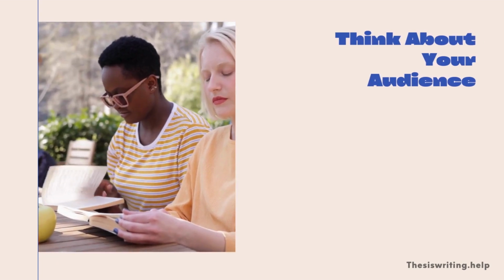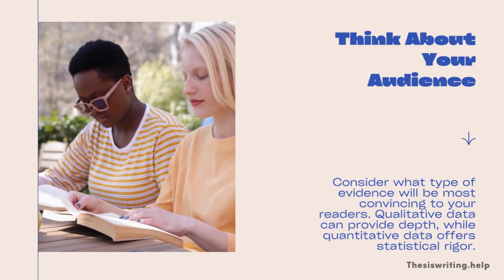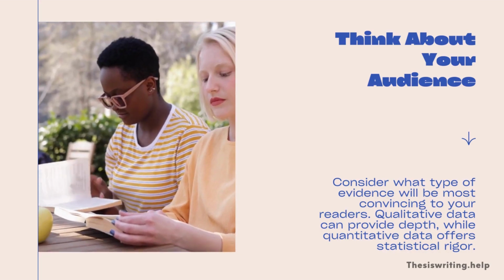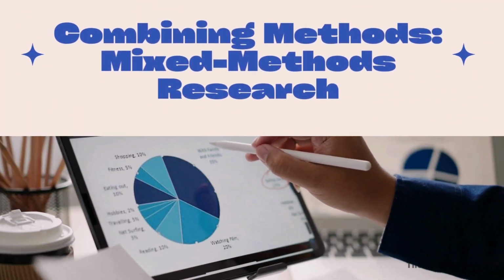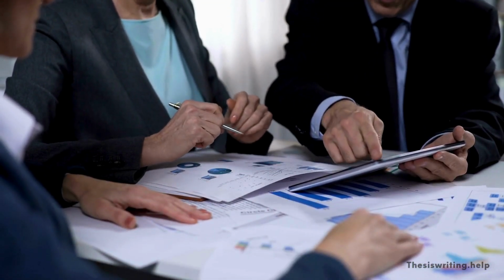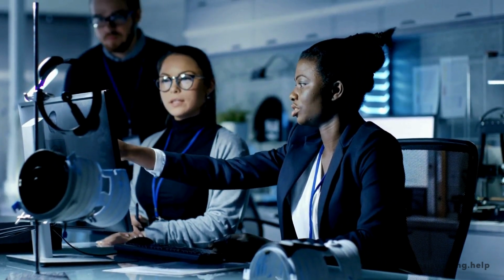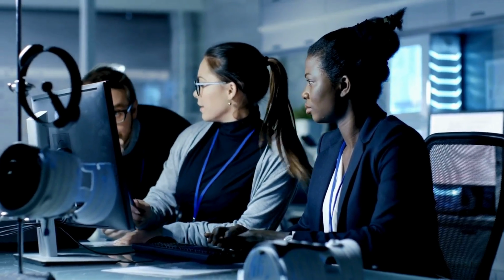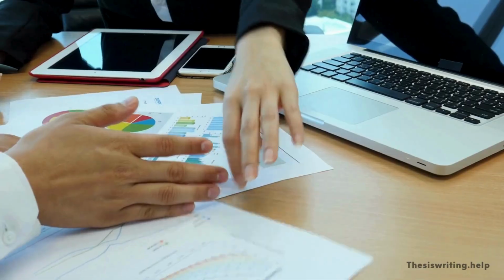Number 4, think about your audience. Consider what type of evidence will be most convincing to your readers. Qualitative data can provide depth, while quantitative data offers statistical rigor. Combining methods, mixed methods research. In some cases, using a combination of qualitative and quantitative methods, known as mixed methods research, can provide a more comprehensive understanding of your research problem. This approach allows you to validate findings across different methods and gain deeper insights.